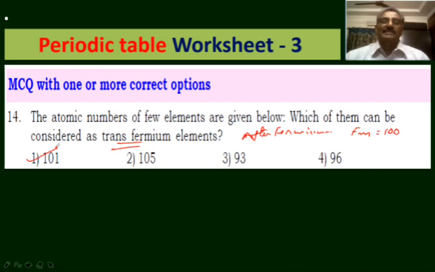So first option is the right option, and 105 is also after fermium, so second option is also the right option. So elements with atomic number more than 100 are considered as trans-fermium elements. Among the given 4 options, 2 options have more than 100 value. So those 2 are the correct options for this 14th question.